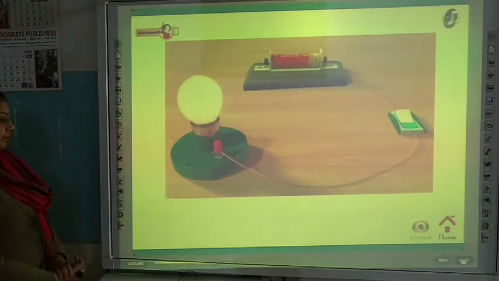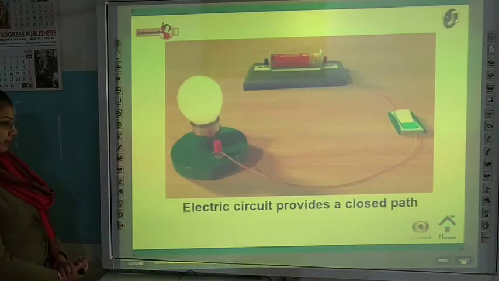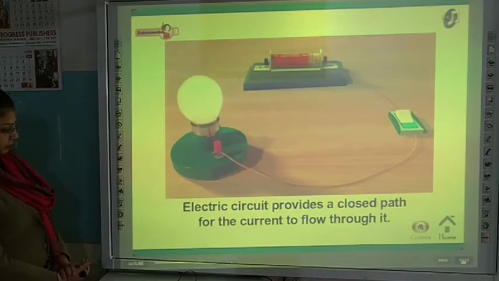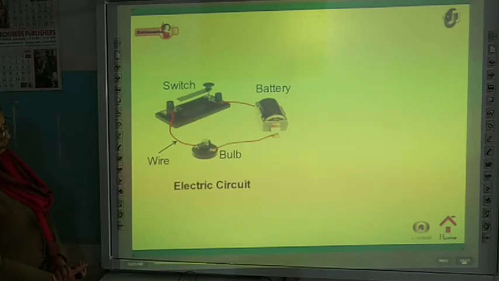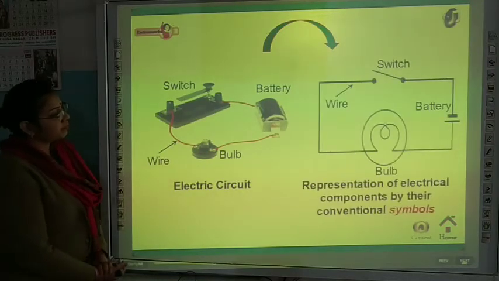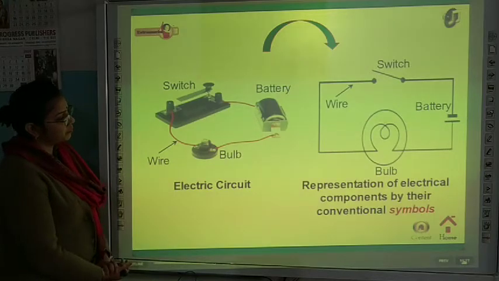As we had already learned that electric circuit provides a closed path for the current to flow through it. At times we need simplified representation of the arrangement of electrical components in a loop. This is achieved by representing the electrical components by their conventional symbols.